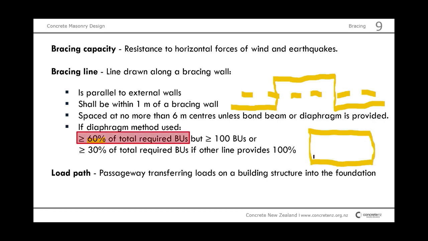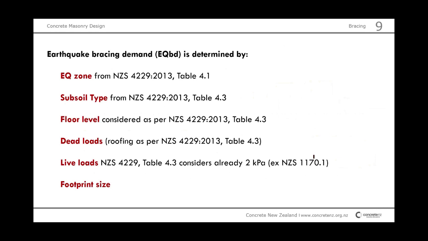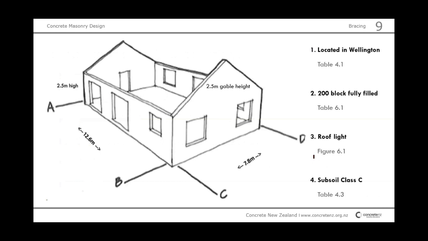That's important. So how do we get the number now? How do we find out what the bracing demand on this simple building is? So we have to know where it's built, which earthquake zone, on what type of soil we build the building, how many floors, dead and live loads, and the footprint size. These are the 6 parameters we need to determine the bracing demand. Here's all the information.